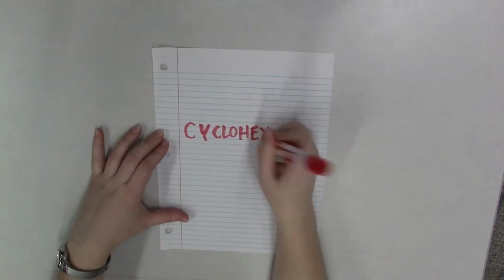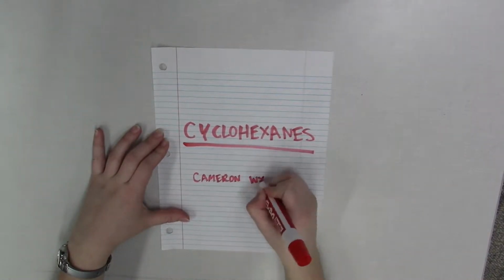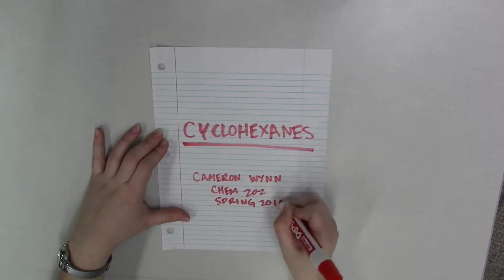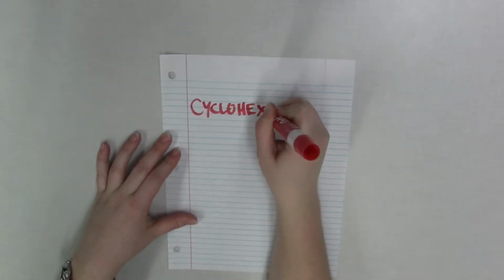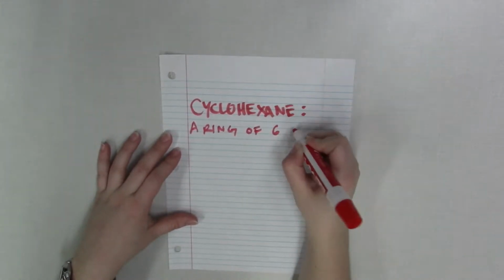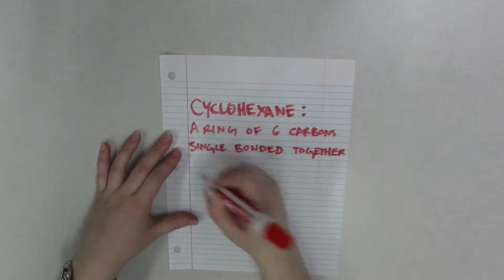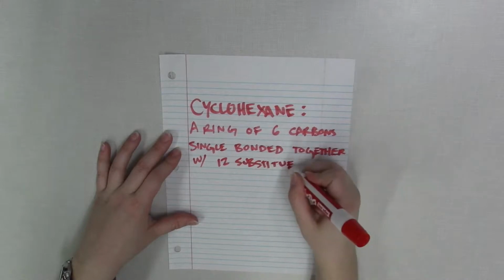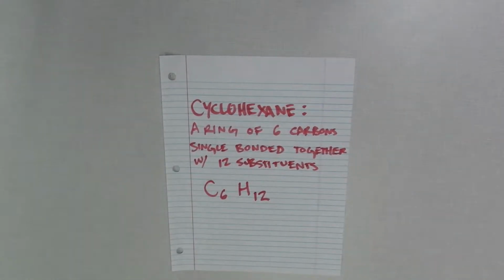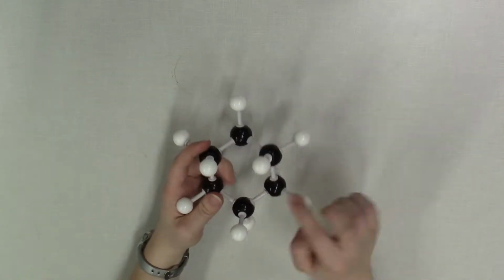Hi everybody! Today we're going to be talking about cyclohexane rings and how to draw them. So, what is a cyclohexane? A cyclohexane is a ring of 6 carbons single bonded to each other with 12 substituents, usually hydrogen. There's 2 on each carbon. It looks something like this. Here are 6 carbons and our 12 hydrogens.